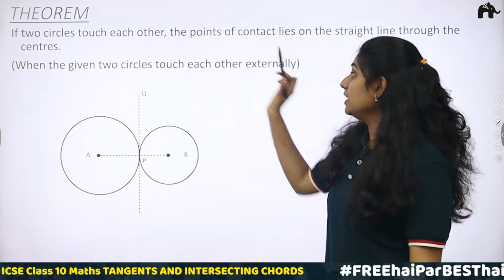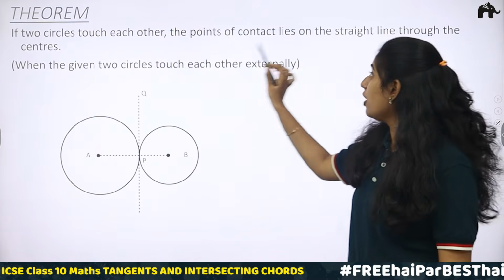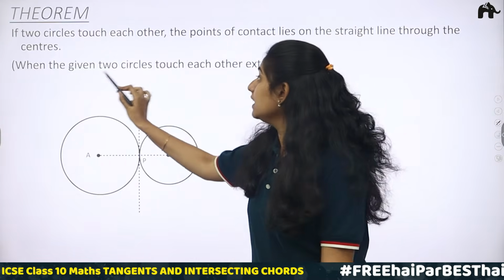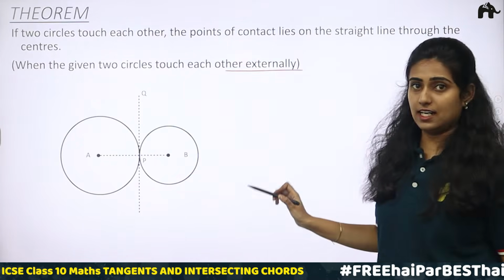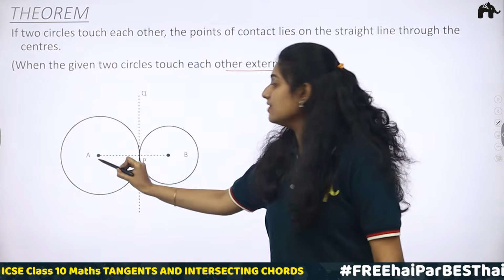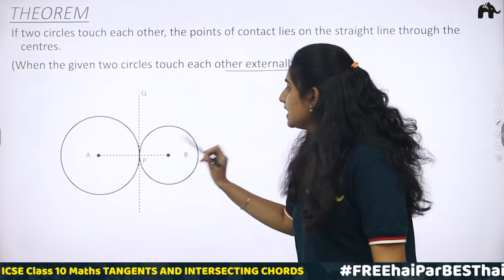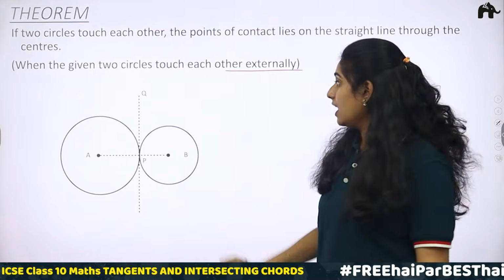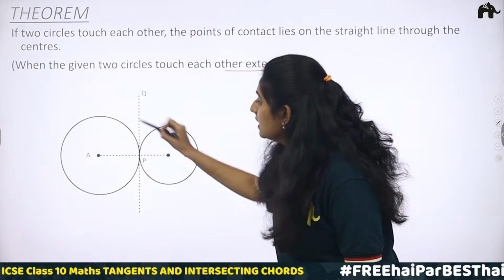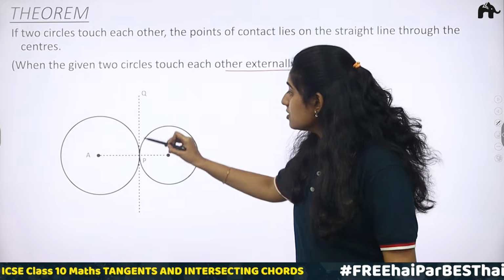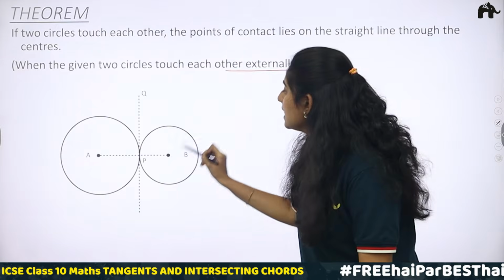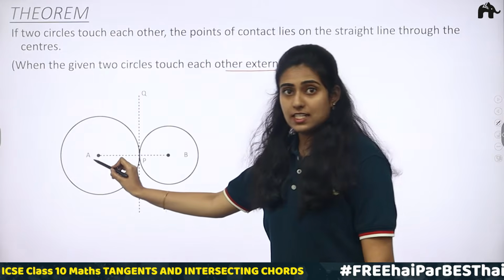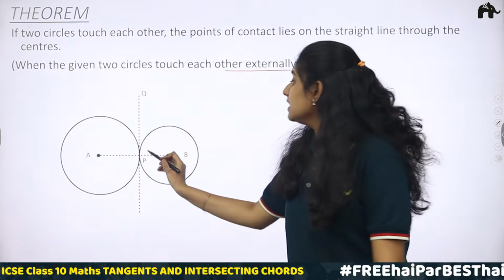Okay. Next theorem: if two circles touch each other, the point of contact lies on the straight line through the centers. First case is when the given two circles touch each other externally. Here we have the first circle with center A and the second circle with center B. They touch each other at point P. Now QP is a tangent to the circle with center A. QP is also the tangent to the circle with center B. We have to show that the line joining the centers and point of contact is a straight line.